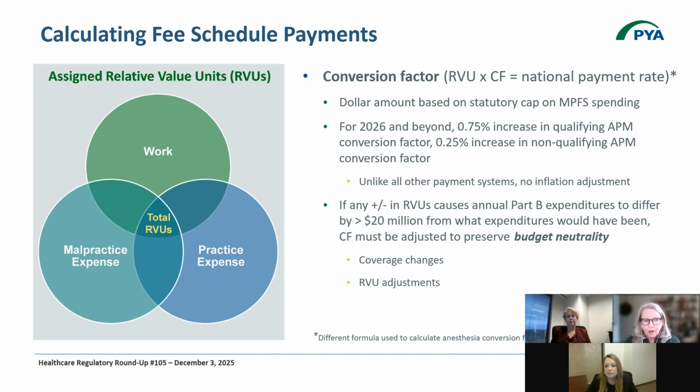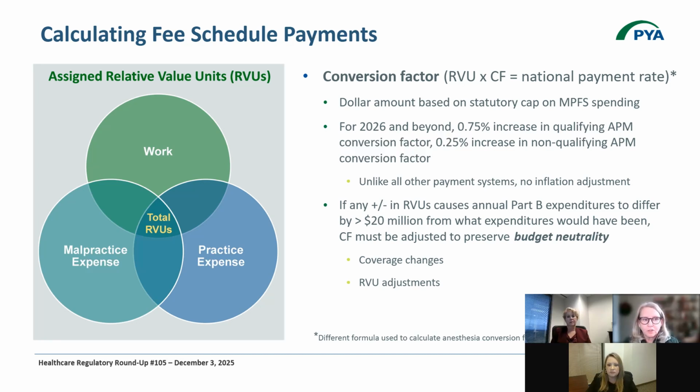One factor that does result in adjustments to the conversion factor is the budget neutrality requirement. If CMS makes policy decisions as part of any final rule that would result in an increase or a decrease in anticipated annual Part B expenditures of more than $20 million, it is then necessary for CMS to adjust the conversion factor to ensure budget neutrality. So if we're going to have more RVUs billed as a result of a payment change, then you're going to see a reduction in the conversion factor. If we anticipate fewer RVUs being billed, then you'll see an increase in the conversion factor to ensure budget neutrality across the board.